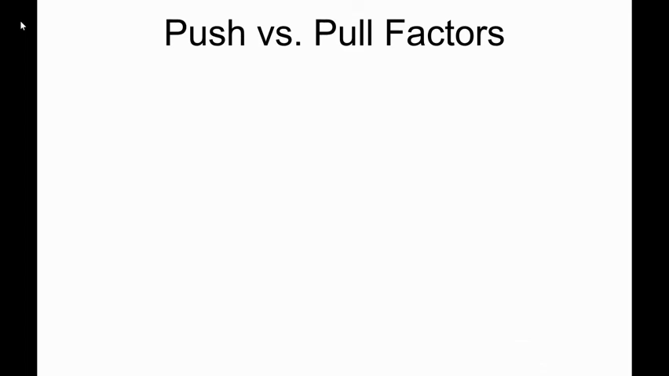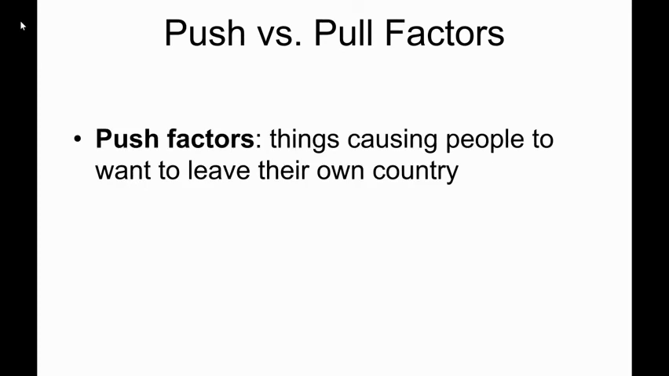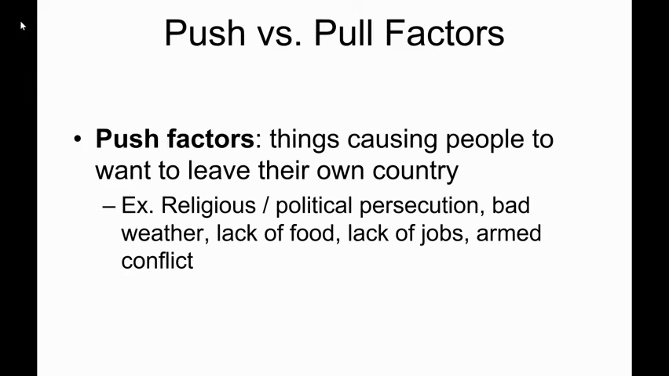Okay, last one for this particular lecture. We're going to talk about the difference between push and pull factors. So push factors are things that encourage people to want to leave their own country, or just even to migrate. So let's say at kind of the extreme end, you have religious or political persecution. Maybe your weather's just bad, and so it's like, I'm going to move from Alaska to San Diego, and what's pushing me out is the bad weather. It could be a lack of food or different kinds of resources, jobs, or maybe it's even something like armed conflict. Those are things encouraging me to want to leave where I'm at.